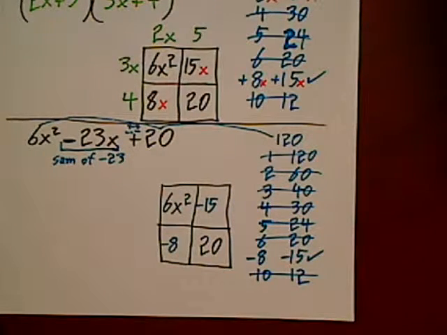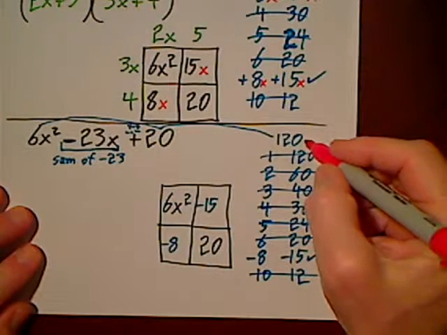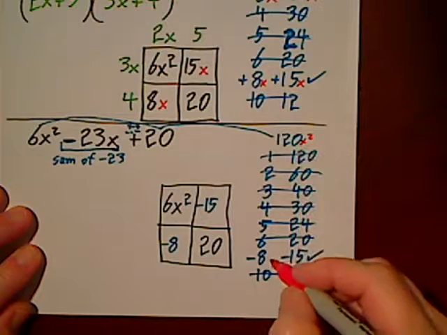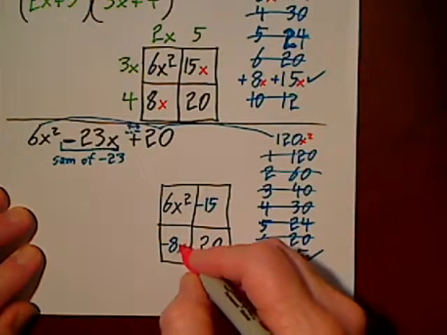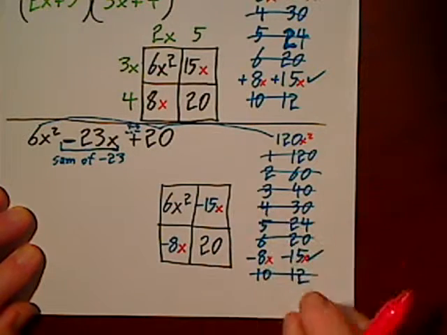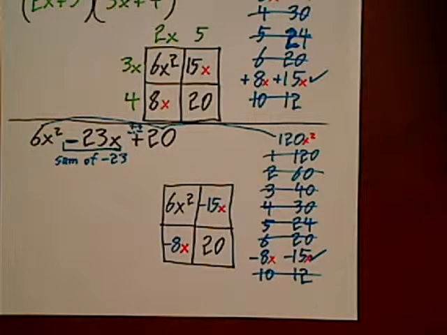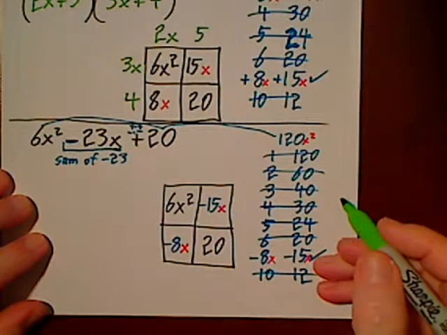and just as in the previous one, I have to remember the variable. Okay, this is really 120x squared. This is really negative 8x, negative 15x. So you have to remember to put your x's in here. Okay, now you're going to factor out, you're not actually factoring it out, but you're just saying, what is the greatest common factor?